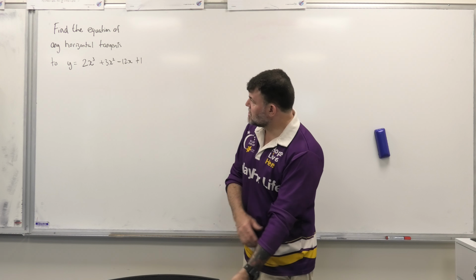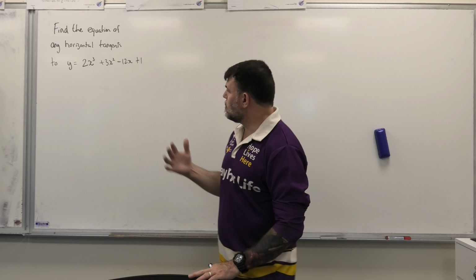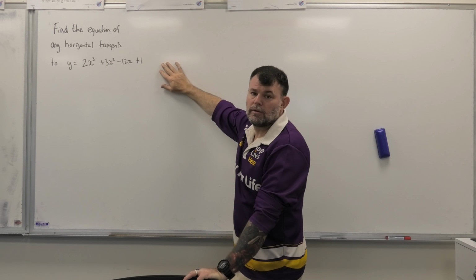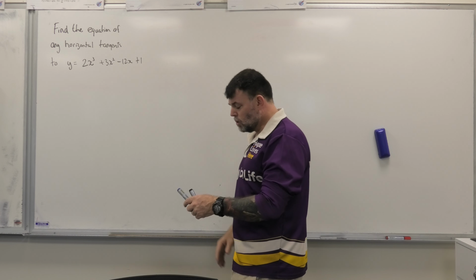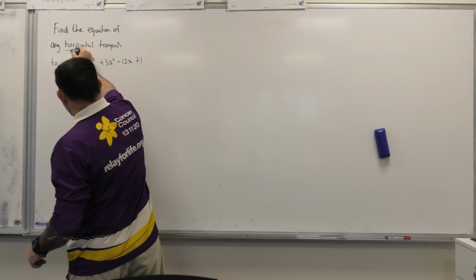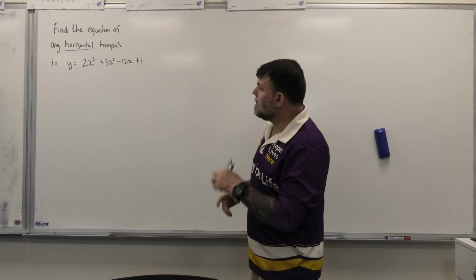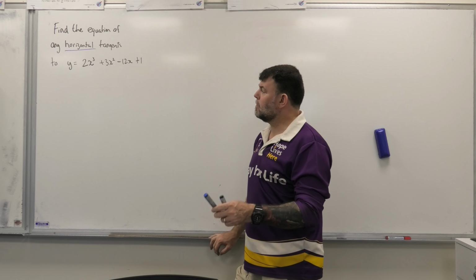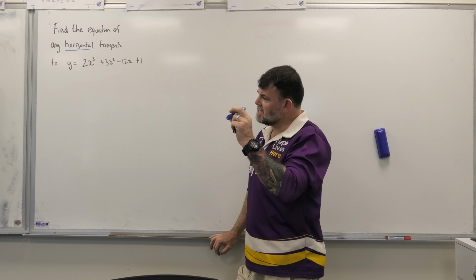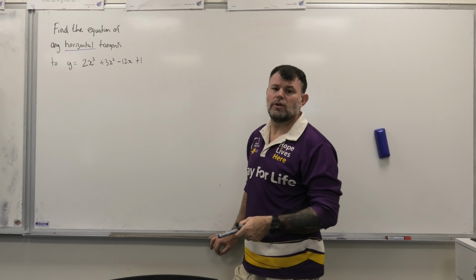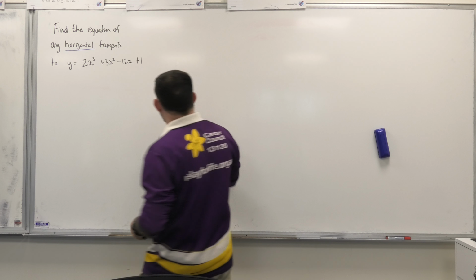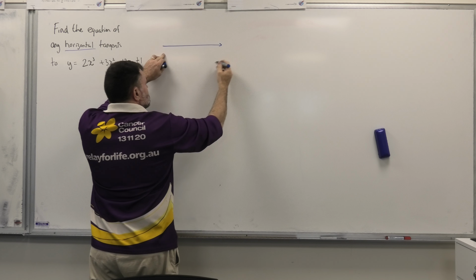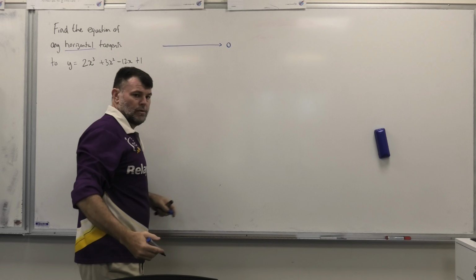So for instance, in this question here, it's saying, find the equation of any horizontal tangents to this equation. Well, if we look at this, the key word is horizontal. Because we're trying to find tangents, we've got to find the gradient function. And we've got to find out what is the gradient of any horizontal lines. So for instance, if I drew a horizontal line here, I know that this has a gradient of 0.